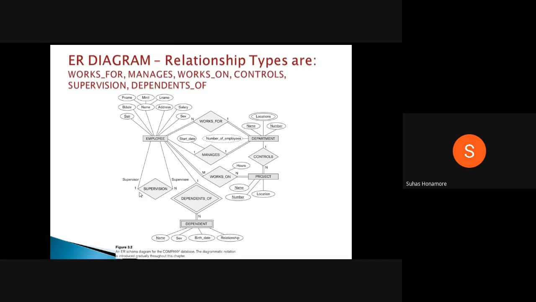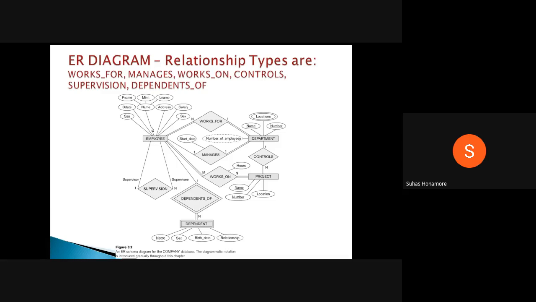But if you see here, supervision is between one entity only. That is an employee managing other employees. He is the head of the department, so under him maybe 5 or 6 people will be there. Whoever is working under him, he is their supervisor. So there is a relationship between this entity and itself.